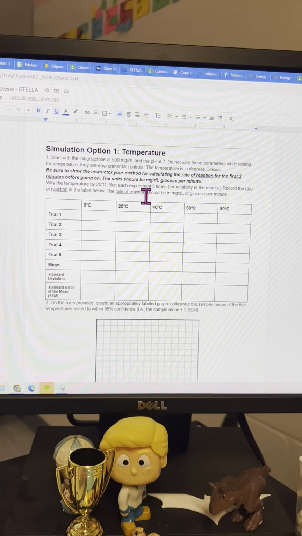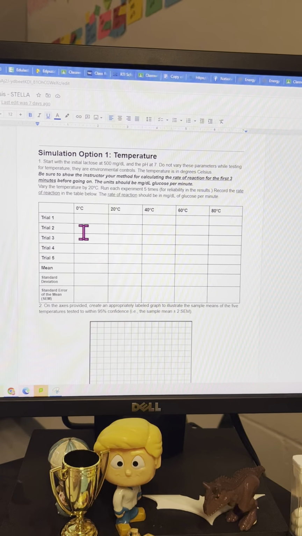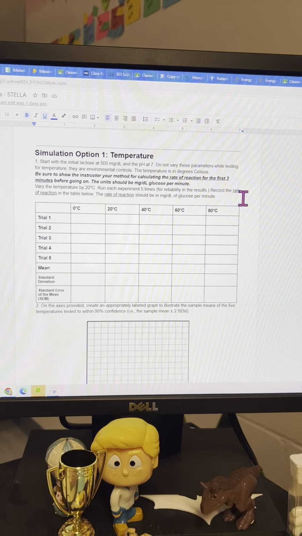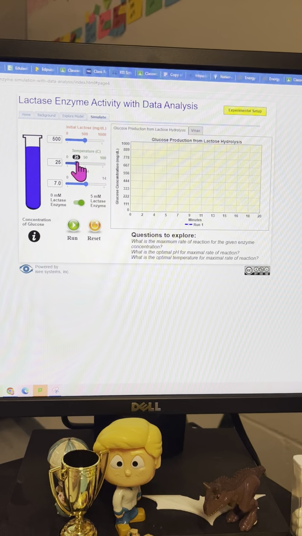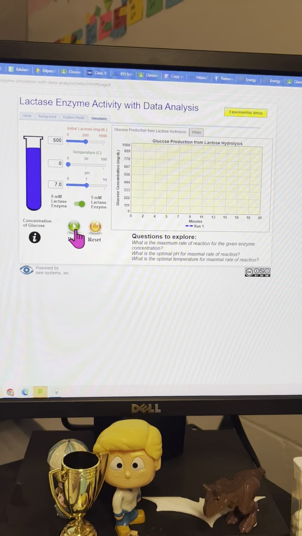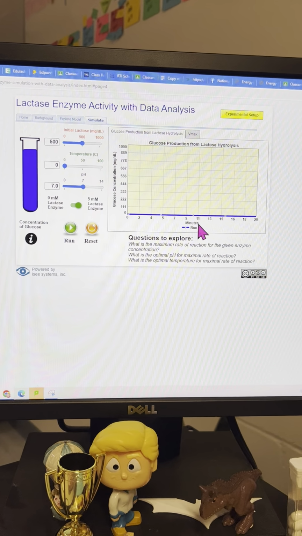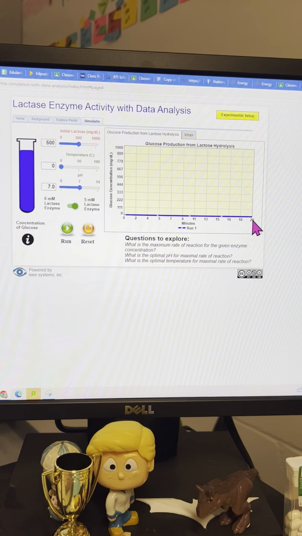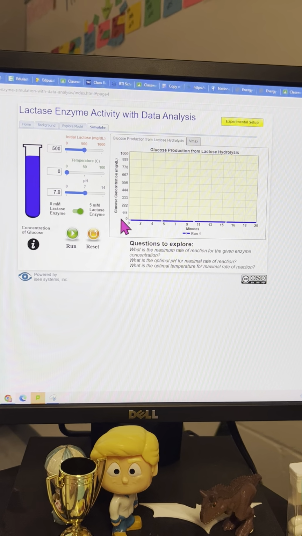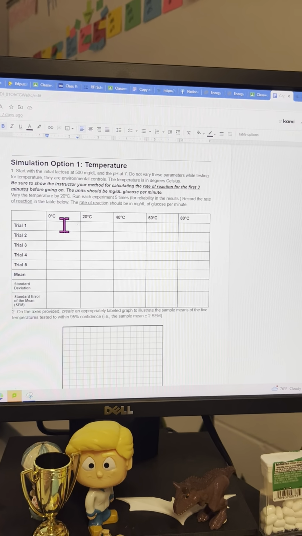So run each experiment 5 times so then we can get the average. All right, so what we're going to do is we're going to run it 5 times at 0 degrees Celsius. So I'm going to change my temperature to 0 degrees, and then I'm going to run this lab. And as you can see, there was 0 reaction, no glucose concentration. There was nothing to measure. So I would go over here and I would put 0.